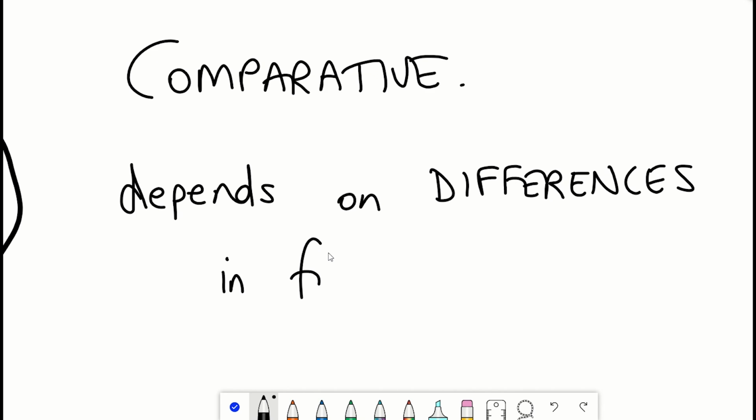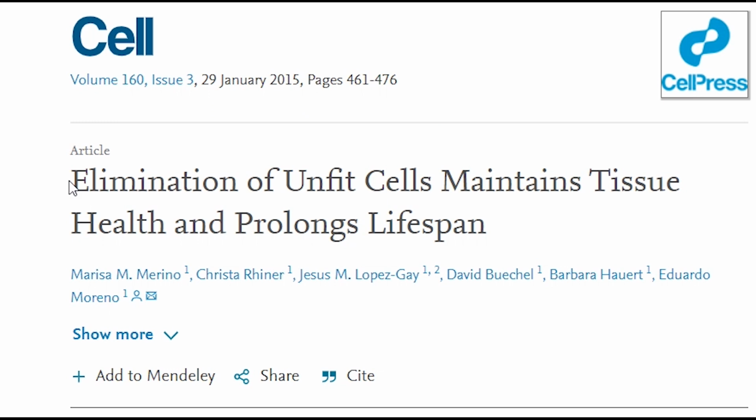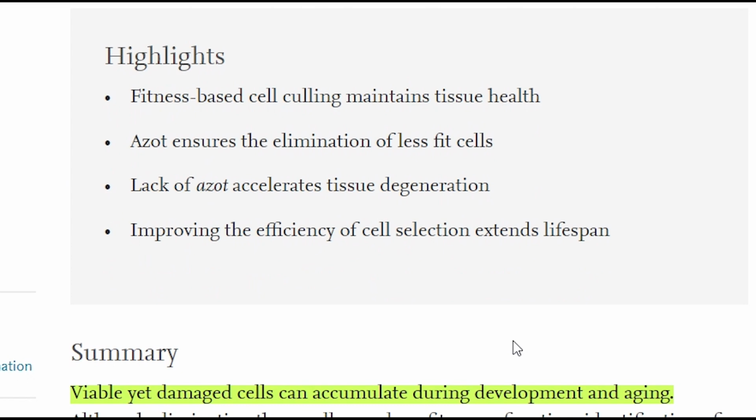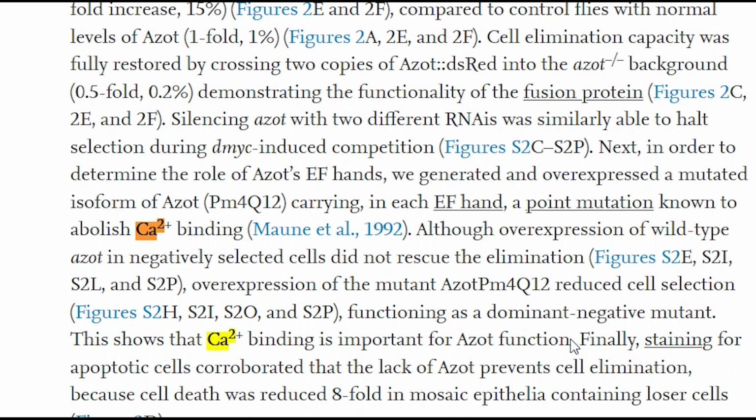But okay, but so why, and how would this cause cellular competition? Well, this leads us on to another landmark study in 2015 showing that the elimination of unfit cells maintains tissue health and prolongs health span in Drosophila, again these fruit flies. They discovered in this paper another protein that plays a role in the flower code, and by manipulating the abundance of this protein in the flies, it impacted their health and lifespan. This protein is called ASORT in flies, and as far as we know, it's a protein that combines calcium and likely has a myriad of functions within a cell.